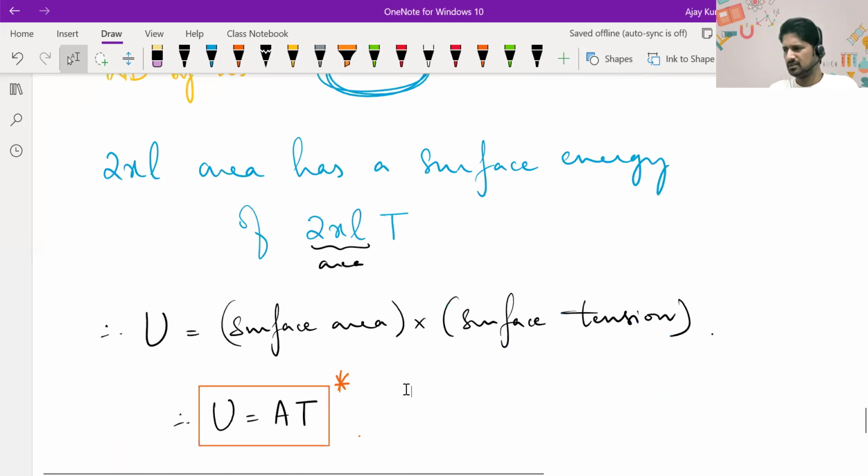Next class, which will be tomorrow itself, we will solve problems based on all this. And if time permits, we will move forward also. Next thing we need to discuss in this is excess pressure in a soap bubble, liquid drop, and all those things.